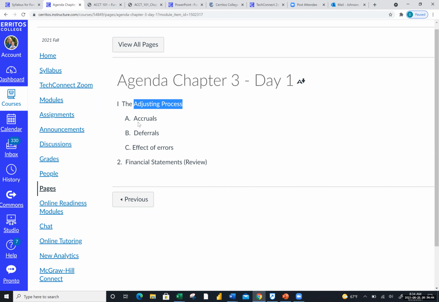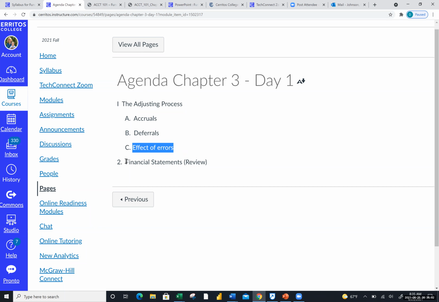And there's 2 major types. There's those words spelled out. And then I also want you to be thinking, what would be the effect of the error if I either omitted or forgot the adjustment, or if I didn't do the adjustment correctly? What would be the effect on the financial statements?